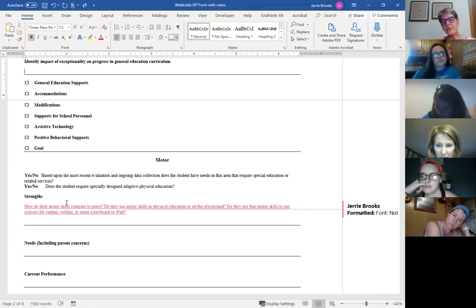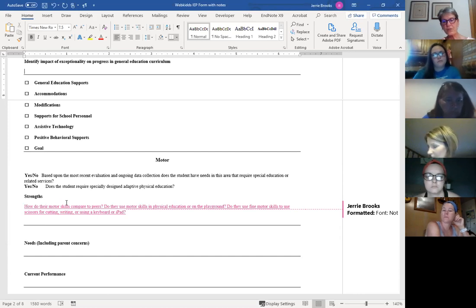So that's when they would use their gross motor skills. The fine motor skills, you're going to see when little kids are using colors, coloring in a line, or using scissors to cut out circles and different things.